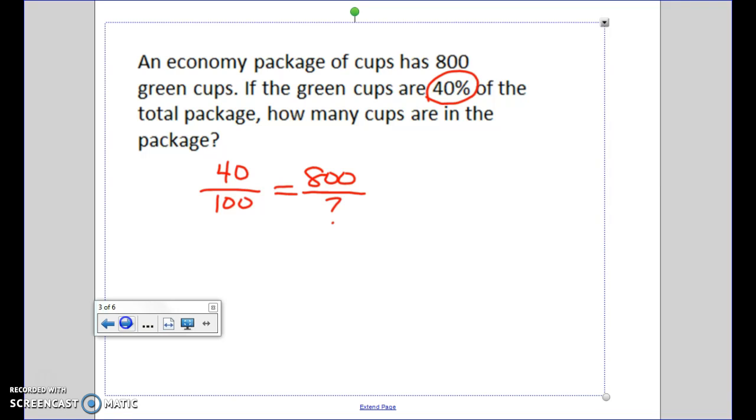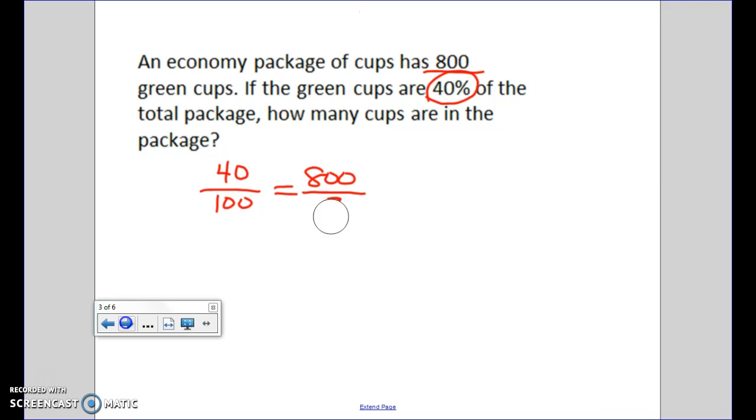In this case, we have 40% of the total package. How many cups are in the package? Well, if there's 800 green, we need to know how many there are total. Okay, so we could set up a proportion like this, and instead of a question mark, of course, we would put a variable, n or x or whatever variable we decide.